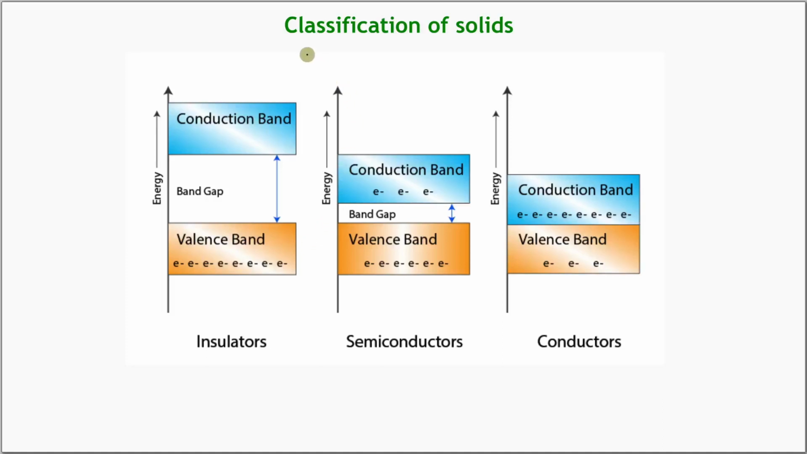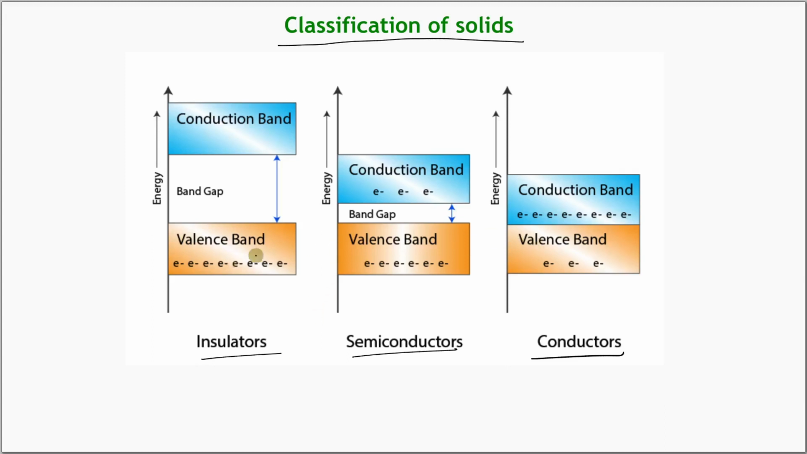Hello, welcome back. We have been discussing the first unit of applied physics, that is quantum mechanics. In this video, we'll discuss the classification of solids basing on the electrical properties using the band structure of the solids. Solids can be classified into three major categories, namely the conductors, semiconductors, and the insulators.